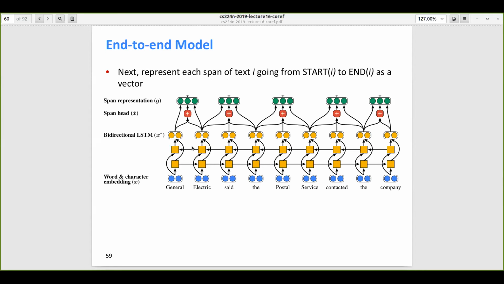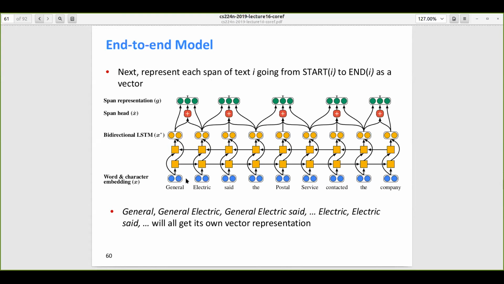So what exactly is a span? A span is nothing but a sequence of words in the sentence. So we'll see examples like this. General is a span. General Electric is another span. General Electric said is another span. So a span is nothing but a sequence of words of different lengths. It could be of length 1, like General. It could be of length 2, like General Electric, or it could be of length 3 or more, like General Electric said, something like that.